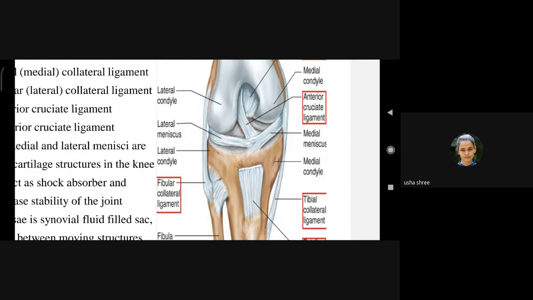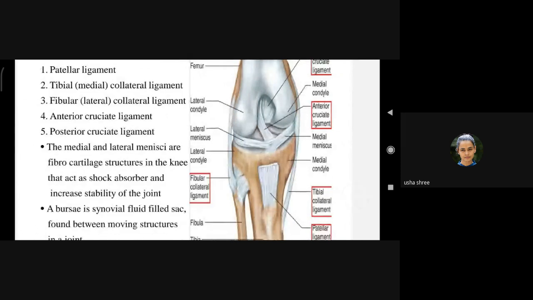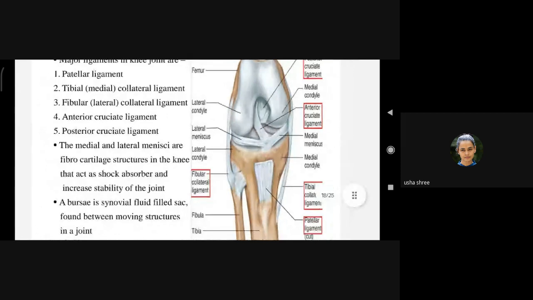Lateral means outward of the body. Is meniscus the name of the ligament? Yeah, this fibrocartilaginous structure. So this is the medial meniscus of the right knee.